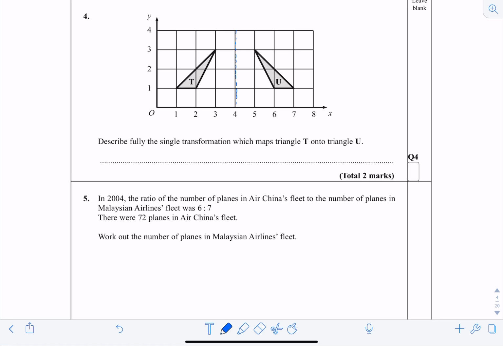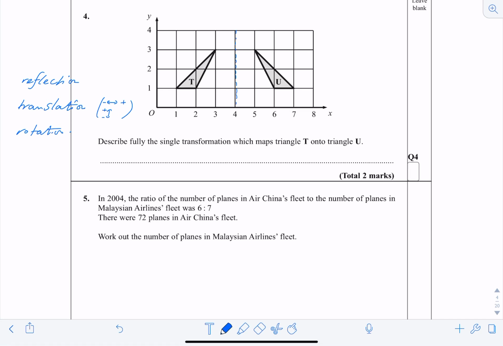Remember, we've got three different types of transformation. We've got a reflection, we've got a translation. Translation must be shown in vector form, where this is the left-right movement and this is the up-down movement. Positive is right, negative is left, and up, down: positive is up, negative is down. And there's also rotation.